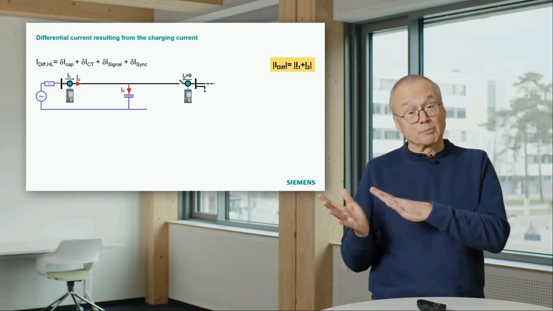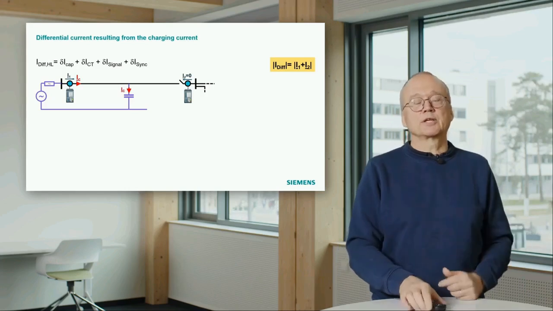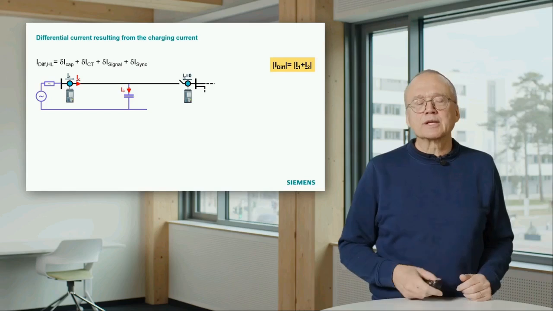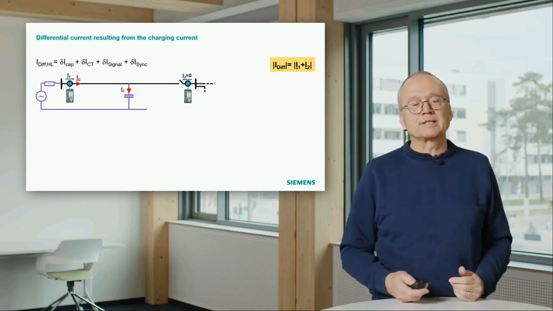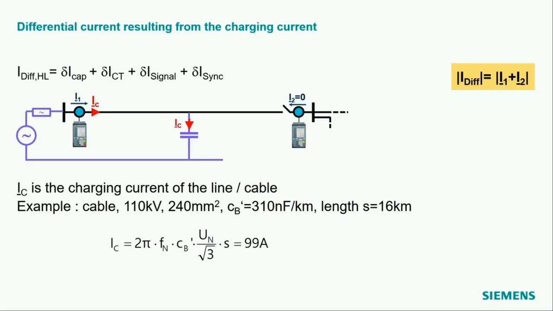Because in this case, the right breaker is open, the differential current is equal to I1, and I1 is equal to the charging current. And just to give you an indication of about how much that is, I have here an example for a 110 kV cable, in this case 16 kilometers long. I took a cable with a cross section of 240 square millimeters, and with this formula you can calculate the charging current. That means in this case we have a charging current, which is equal to the differential current, of 99 amps.